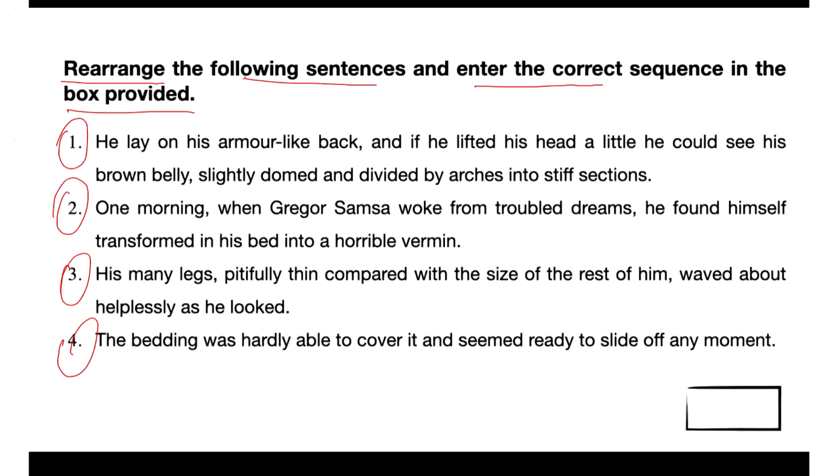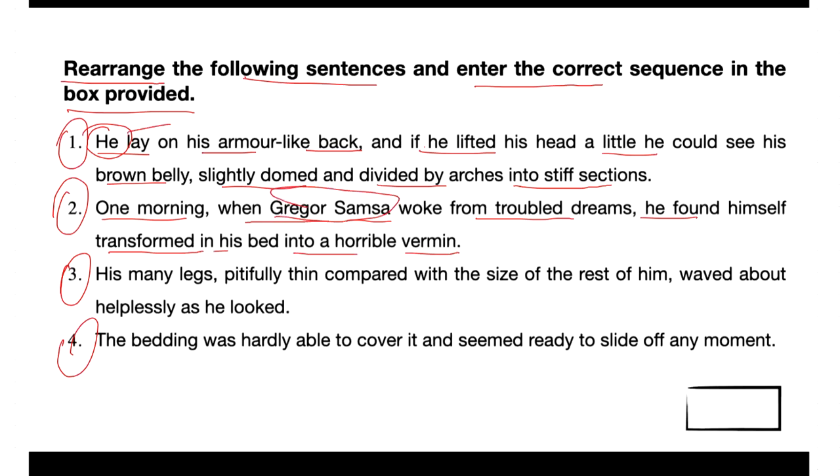Let's see. The first sentence says that he lay on his armor-like back, and if he lifted his head a little, he could see his brown belly, slightly domed and divided by arcs into steep sections. Now the question is: who is he here? The second one states, one morning when Gregor Samsa woke from troubled dreams, he found himself transformed in his bed into a horrible vermin. Okay, so here we find out he refers to Gregor Samsa, right? So let's move to the next one.